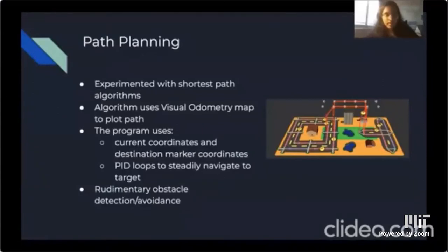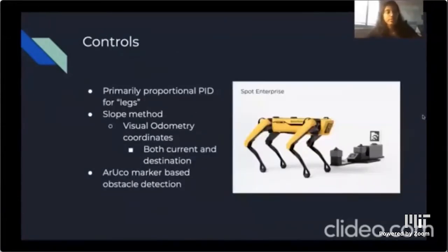And then we also utilized PID loops to steadily navigate to the target. This, along with rudimentary obstacle detection and avoidance, will be elaborated a little bit further in the next slide. So in terms of controls, we primarily used proportional PID for each leg of the journey. The entire journey is marked by several Aruco tags along the way, and the algorithm focuses just on one leg, from the start Aruco marker to the destination Aruco marker, and that's repeated until the course is finished.